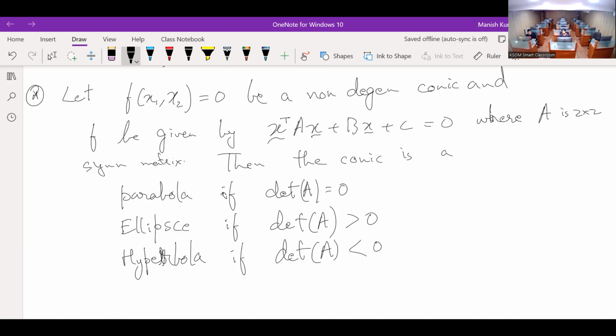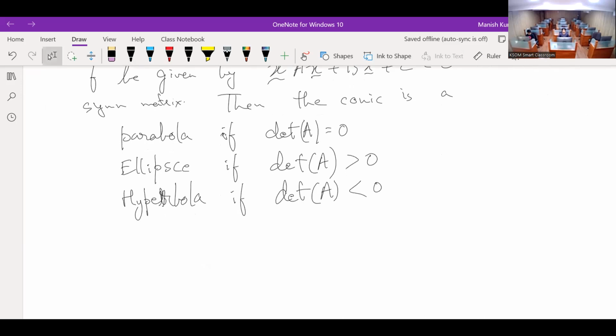So I don't want to look at all possible cases. I only want to look at non-degenerate cases. I mean, there are many degenerate cases: the empty set, it could be a line, a pair of lines, a plane, a pair of planes, and so on. So there are many cases, and I don't want to look at all that. I just want to look at non-degenerate quadrics, yeah?